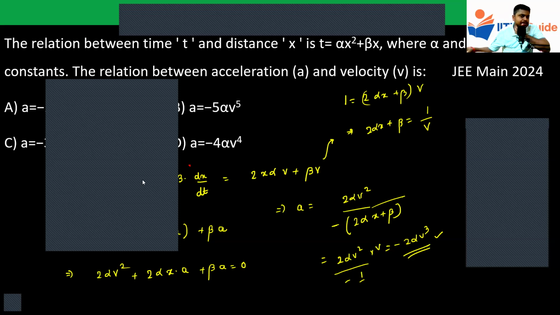So by quadratic formula, also, what does it tell us? Okay, alpha x square plus beta x minus t is equal to 0. So we'll get x as something.